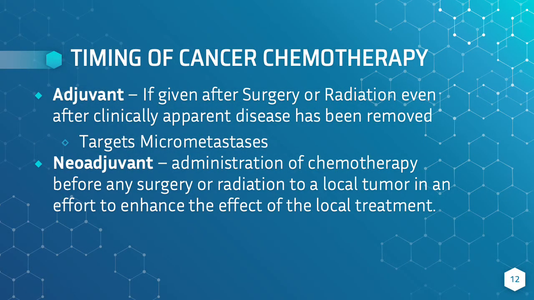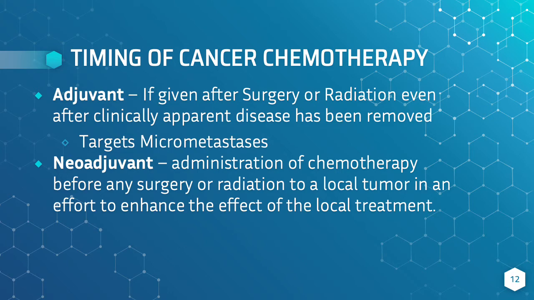In terms of the timing of cancer therapy, cancer chemotherapy is termed adjuvant if it is given after surgery or radiation, even after clinically apparent disease has been removed. The adjuvant chemotherapy often targets micrometastases that are residual cancer cells found in the tissues after removal of the main tumor.